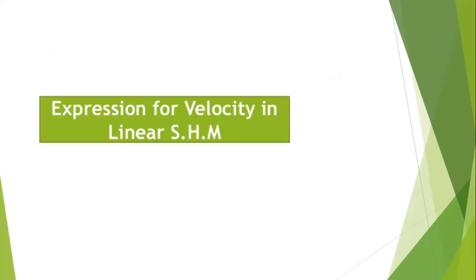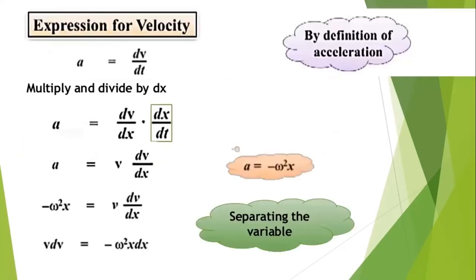Next, the expression for velocity in linear simple harmonic motion. The acceleration equation is dv by dt. Modify this equation in terms of x: dv by dx into dx by dt. The dx in the first term cancels, and dx by dt is equal to v. So put the value of acceleration, which is equal to minus omega square x.